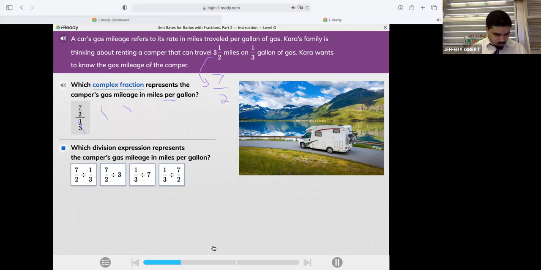Which division expression represents the camper's gas mileage in miles per gallon? So this one says miles per gallon. So it's just the top divided by the bottom. So 7/2 comes first. So that's wrong. That's wrong. Divided by the bottom. So the bottom's 1/3. So this one's wrong. So the correct option is the first one.